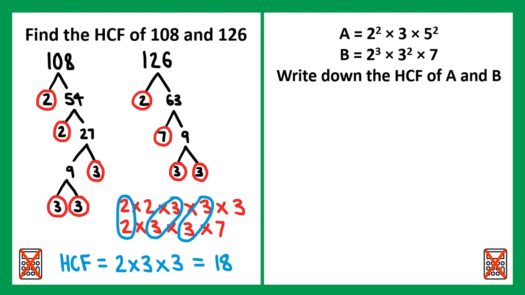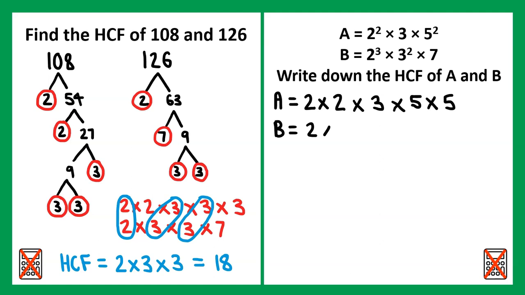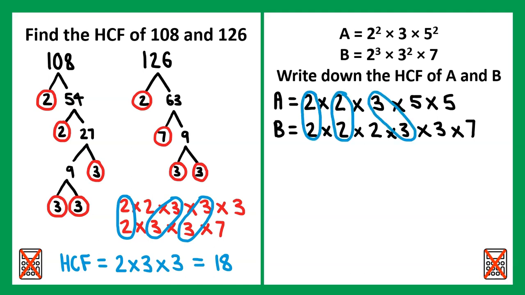Sometimes they've already found the product of prime factors for you, but will give it to you as a simplified version. You may find it easier to write these unsimplified so that you can match them up in pairs. So A would be 2 times 2 times 3 times 5 times 5. B is 2 times 2 times 2 times 3 times 3 times 7. Looking for the ones in common, I have 2, 2 and 3, meaning my highest common factor would be 2 multiplied by 2 multiplied by 3, which is 12.